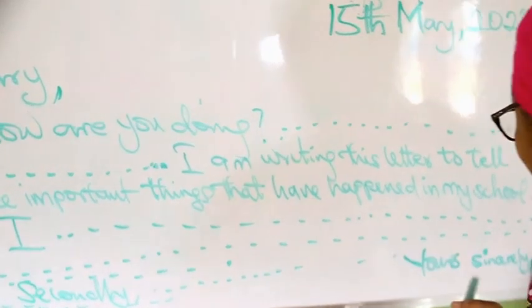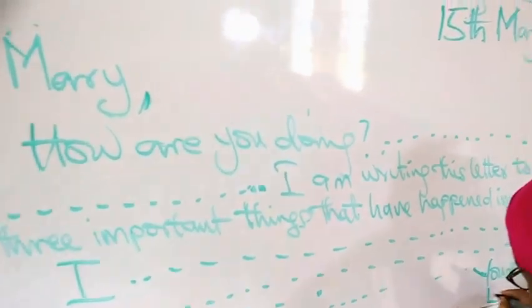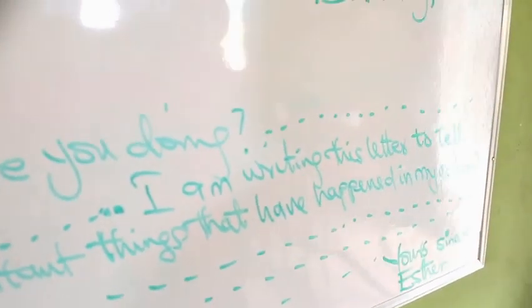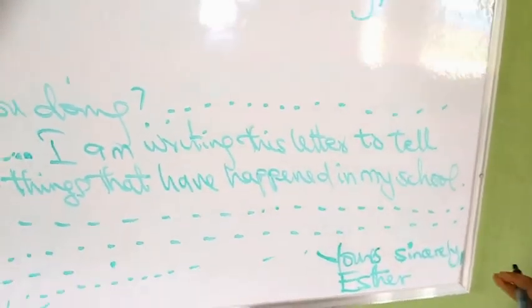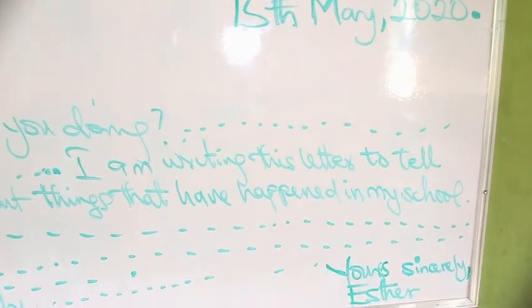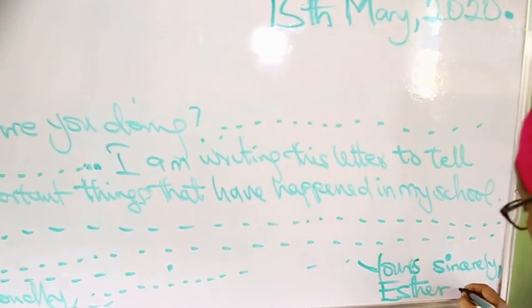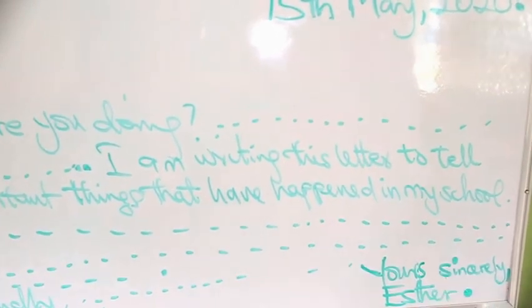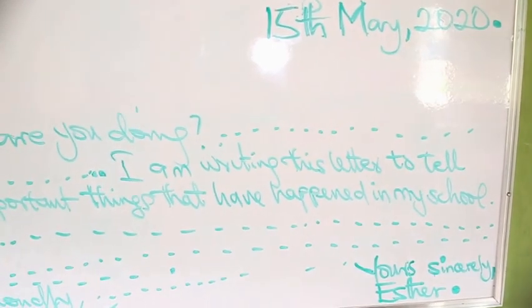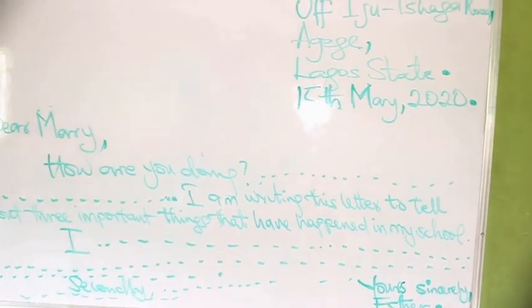The writer's name, let me assume my name is Esther. So I end it with Esther. Your first name is all we need for this type of letter. You don't need to write your surname. Your surname is not important. It's not needed for this type of letter. Esther, and then you end it with a full stop. Now, these are the different features of an informal letter.